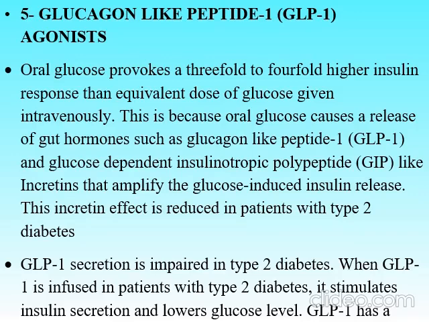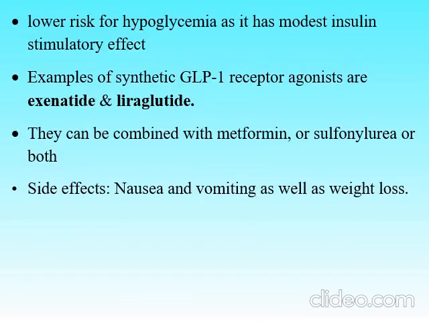Glucagon-like peptide secretion is impaired in type 2 diabetes. When glucagon-like peptide is infused in patients with type 2 diabetes, it stimulates insulin secretion and lowers glucose level. Glucagon-like peptide 1 agonists have a lower risk of hypoglycemia as they have a modest insulin stimulatory effect.